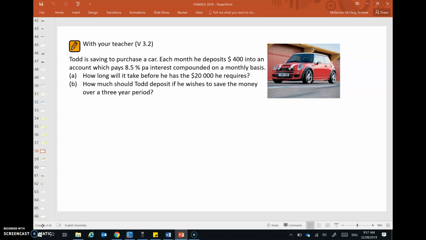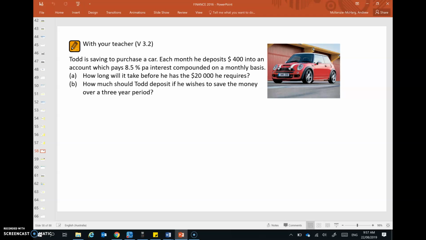G'day General Math students. We're going to continue our study of annuities in advance. In this example, we're going to use the calculator with its finance solver to do the question. So we've got a person called Todd who's saving to purchase a car, putting $400 into an account which pays 8.5% interest and that compounds monthly. We're asked how long it will take before Todd has the $20,000 required to purchase the car.